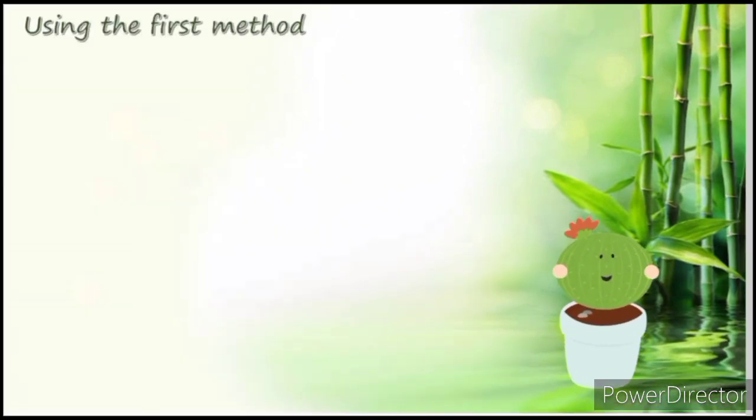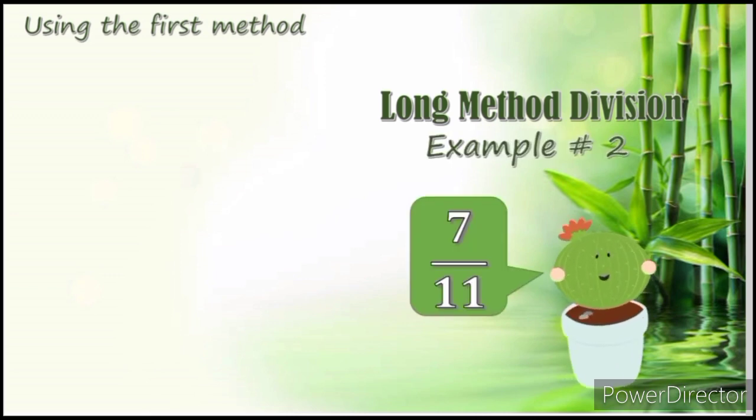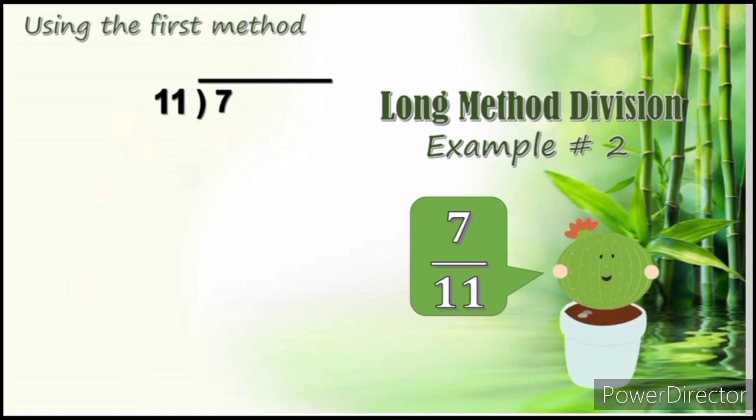Again, using the first method, which is the long method division, let's have example number 2. We have 7 over 11. We use 7 as our dividend and 11 as our divisor. Let's divide. 7 divided by 11 is equal to 0. 0 times 11 is equal to 0. Now let's subtract 0 from 7. 7 minus 0 is equal to 7.